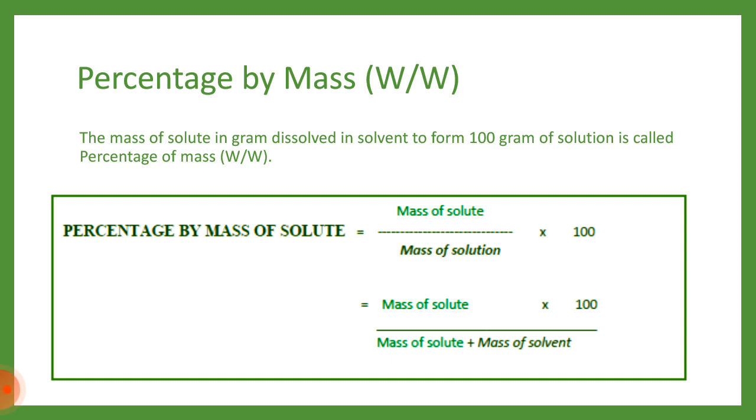Formula of percentage by mass of solute is mass of solute upon mass of solution multiplied by 100. Now mass of solution is actually total of mass of solute plus mass of solvent. So here the formula is mass of solute upon mass of solute plus mass of solvent multiplied by 100.